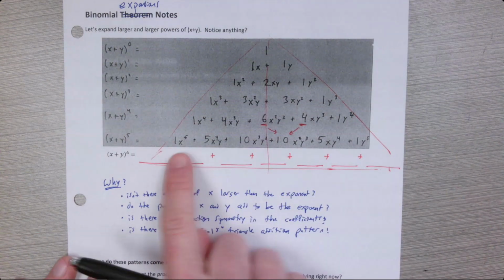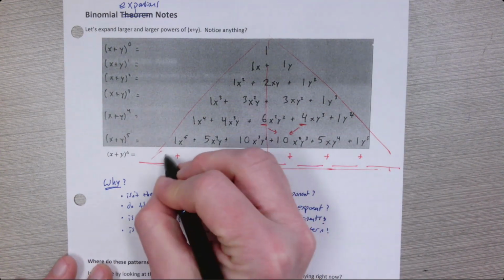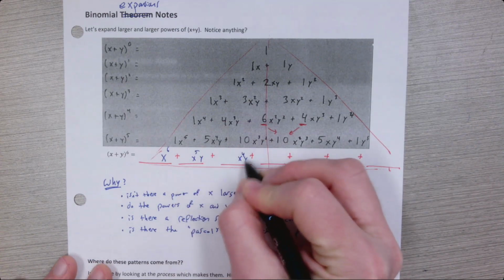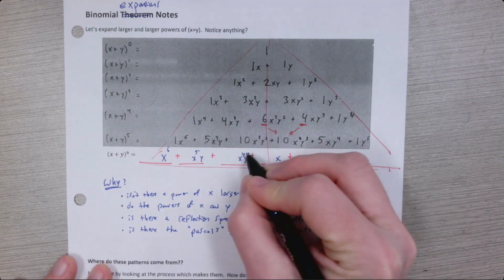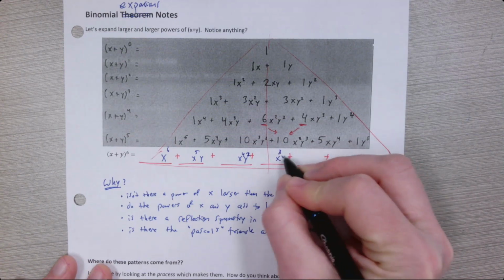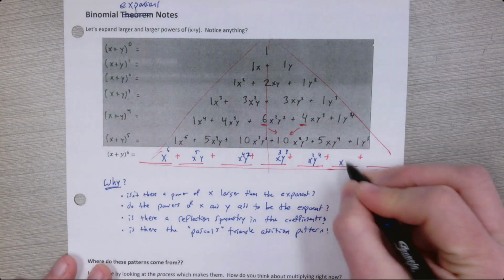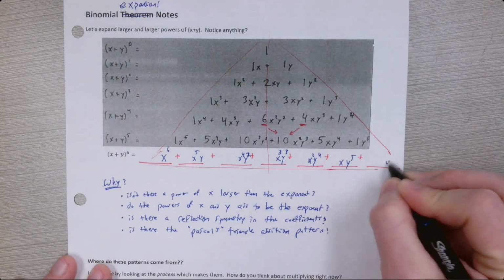So if I'm going to follow the pattern I see here, I've got x to the 6th, x to the 5th y, x to the 4th y squared, x cubed y cubed, x squared y to the 4th, x to the first power, y to the 5th, and then y to the 6th.